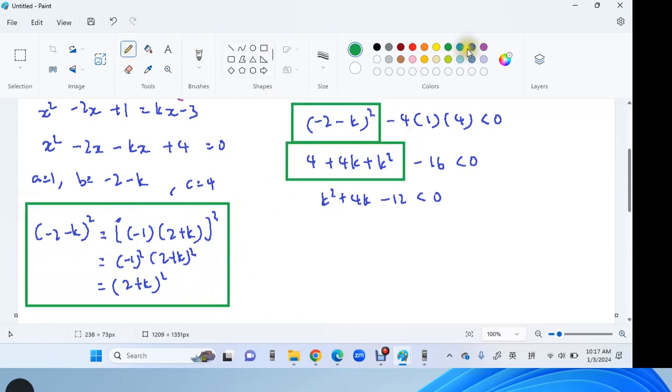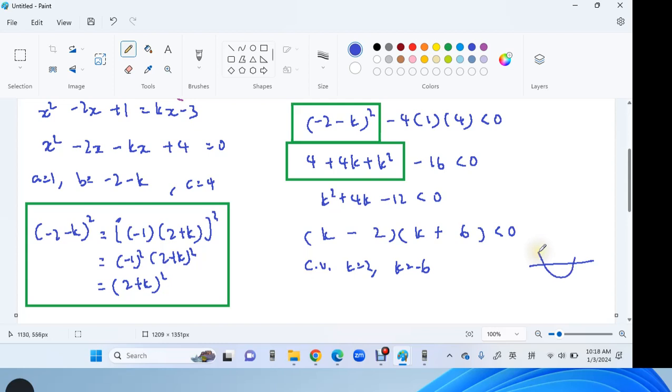Okay, so I open the bracket for this one. This is a quadratic inequality. So we have k plus 6, k minus 2. So the critical values are k equal to 2 and k equal to negative 6. So we have negative 6 and 2, and less than is here. So k is between negative 6 and 2.